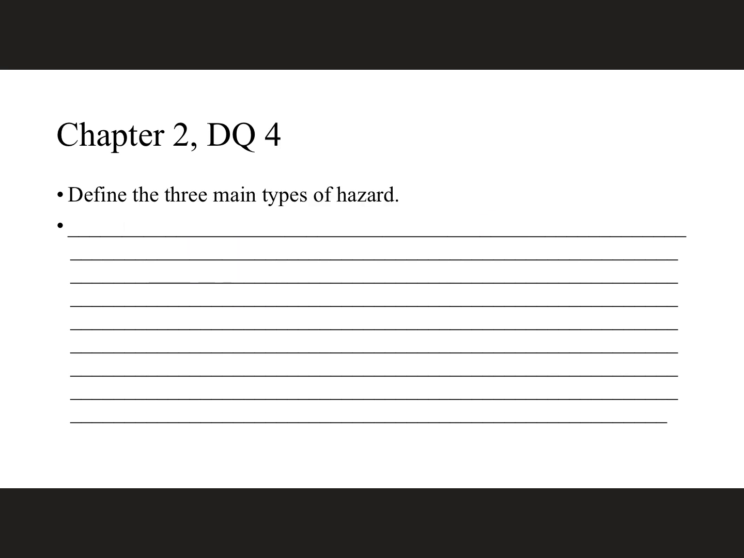All right, number four, define the three main types of a hazard. So we have a physical hazard, and this is a tangible condition. So, for example, icy roads. So that is a physical hazard.